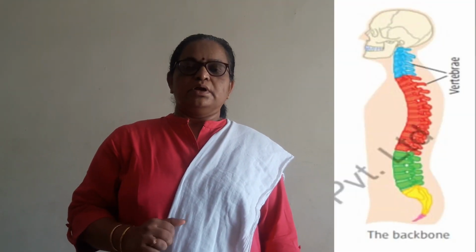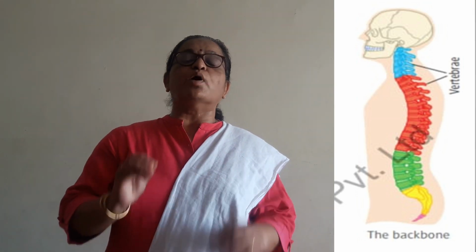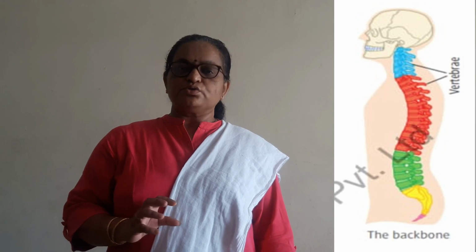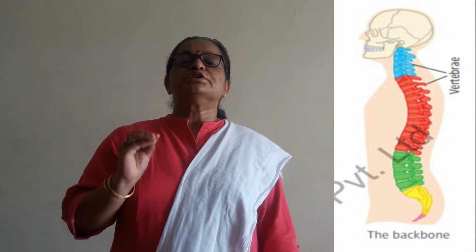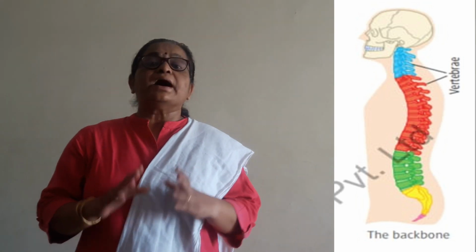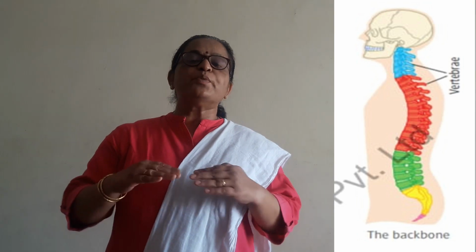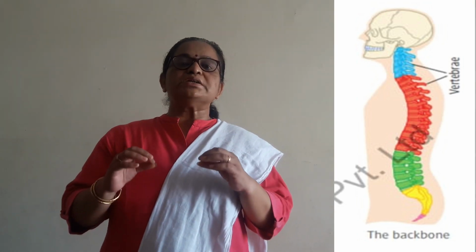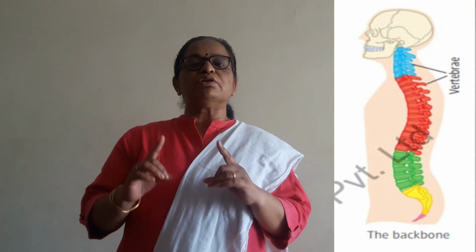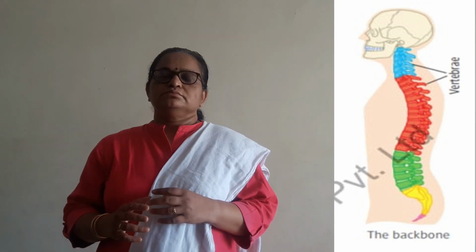Yes. Now the second is backbone. Backbone, there are 33 small bones. Understood? Backbone is also known as spine. And in spine or in backbone, there are 33 small bones. These bones are called vertebrae. Singular is vertebra and plural, many, are vertebrae.